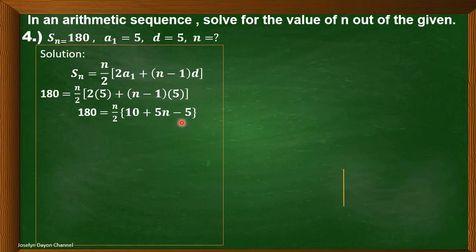Now, we have to combine terms that are similar. So we can combine 10 and negative 5. And the resulting equation will become 180. Just bring down 180.